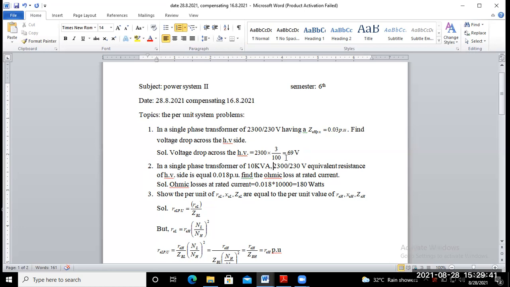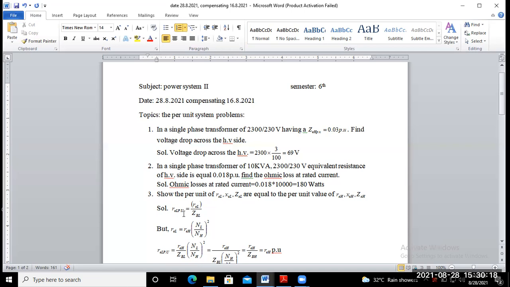And when the equivalent resistance is given in per unit, that will provide you the ohmic loss at rated current, when you multiply the equivalent resistance of the high voltage side or low voltage side with the power rating of the transformer. So in this problem, the high voltage side equivalent resistance is given in per unit. We may obtain that the equivalent resistance on the high voltage side and low voltage side are similar. These things we may see in the next class.